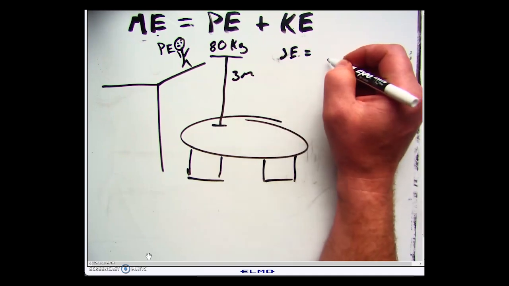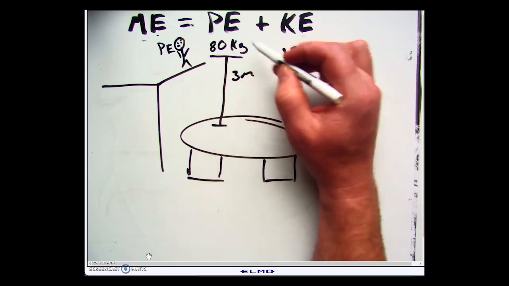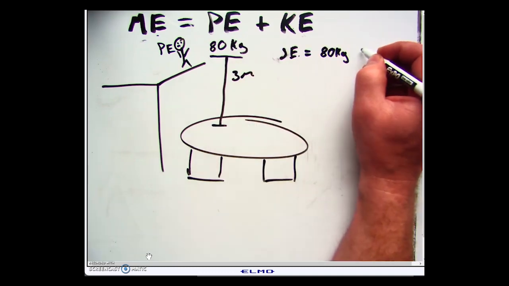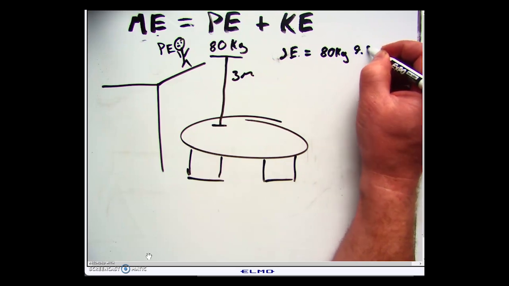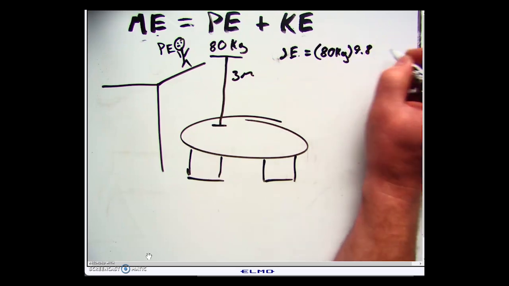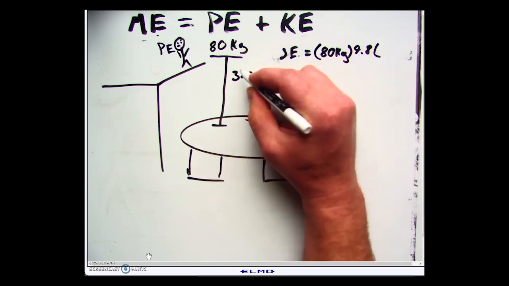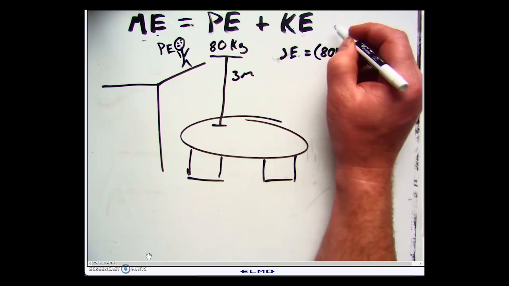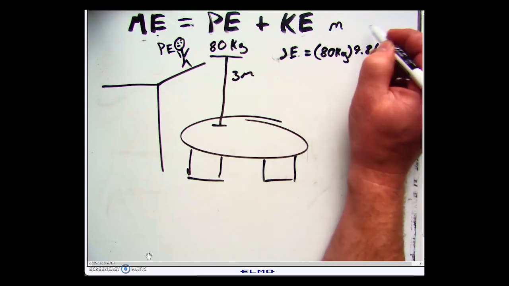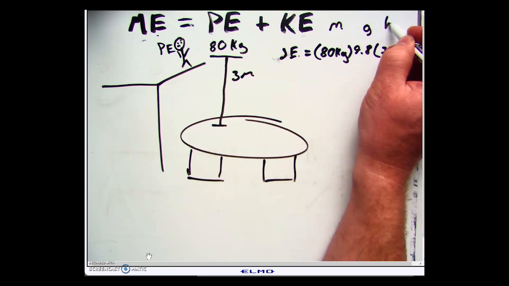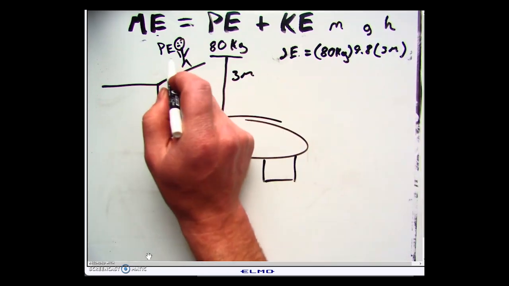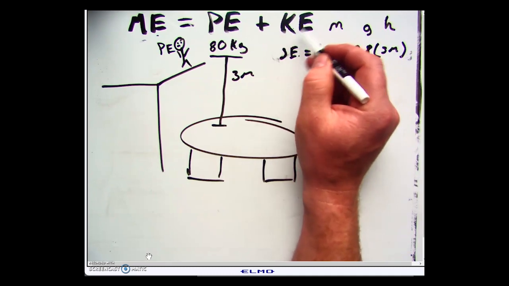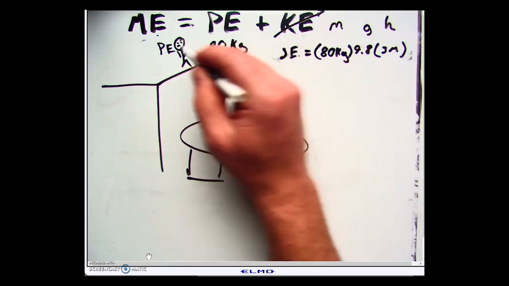Jimmy's energy is equal to Jimmy's mass, which is, I said, 80 kilograms, times 9.8, put this in parentheses, times Jimmy's height, which is 3 meters. And that roughly correlates to mgh. Now, because Jimmy's not moving here, he's not falling yet, I don't have to actually calculate his kinetic energy. So that's going to go away because he doesn't have any yet.